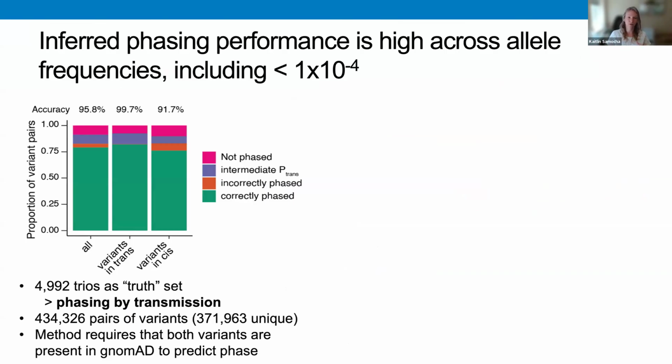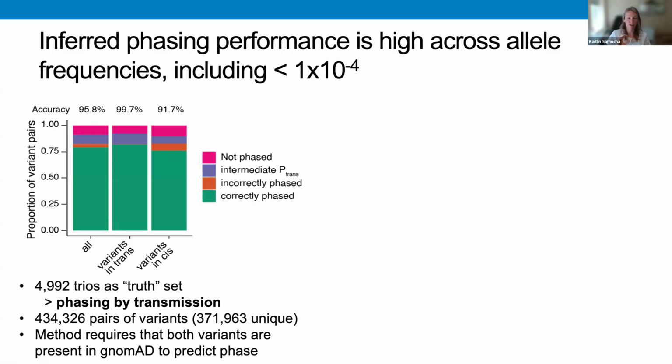We had about 5,000 trios that were jointly called with gnomAD but not released, that we used as a truth set here, where we could use the parental information to do this gold standard phasing by transmission, right? We know the parental information, and then we compare all of the variants. We try to predict phase from our particular performance, and we do see that overall we have fairly high accuracy.